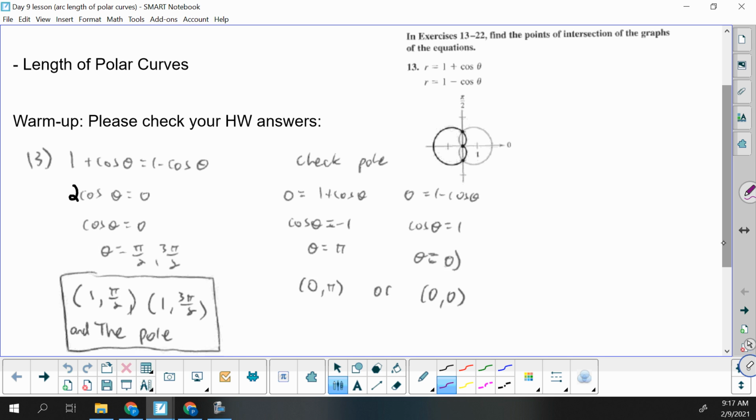Check the poles, which you probably could just tell from the picture that you were going to have a spot at the pole. But the algebraic way to check the poles is to set them each equal to 0 and see that there is actually some place where they are equal to 0. So we had 1 at pi over 2, 1 at 3 pi over 2, and the pole. You're getting the ones from just subbing the pi over 2 or 3 pi over 2 back into either equation.